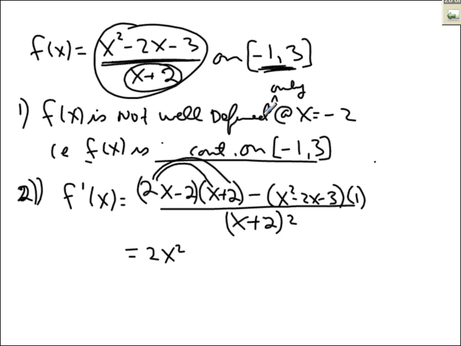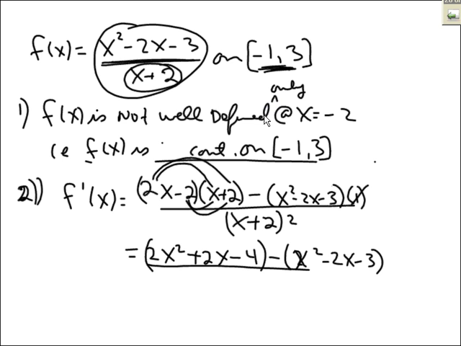plus 4x minus 2x. 4x minus 2x is 2x minus 4. And we are going to take away x squared minus 2x minus 3. Multiplying by 1 doesn't do anything. And all of this is over x plus 2 squared.